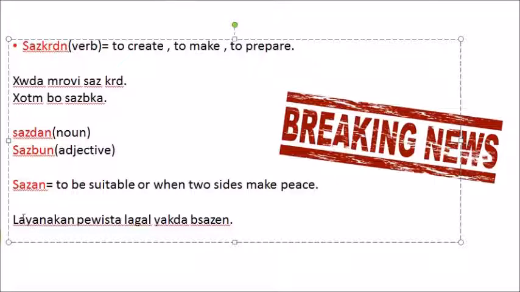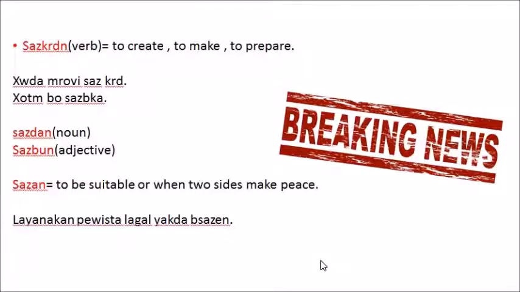So لأن كان پێویستە means the sides, or actually the parties, must, or it's necessary, لەگەڵ, with, یەکدا, with each other, بسازێن, must be suitable with each other, or must make peace with each other. Basically, sazan means to be suited to two sides, to make peace, etc. So basically, I finished. This is our lesson for today.